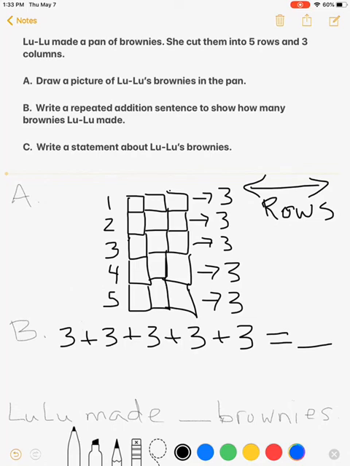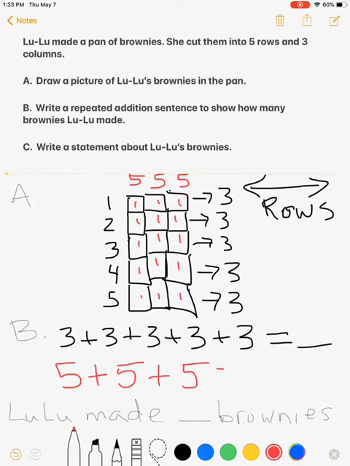Or I could think about, well, how many are in each column? I'm going to make those red here. I have 1, 2, 3, 4, 5 in this column, and 1, 2, 3, 4, 5 in that column, and 1, 2, 3, 4, 5 in this column. So I could also use 5 plus 5 plus 5. Now, I'm going to pause for a second because I'm thinking, which is more efficient?